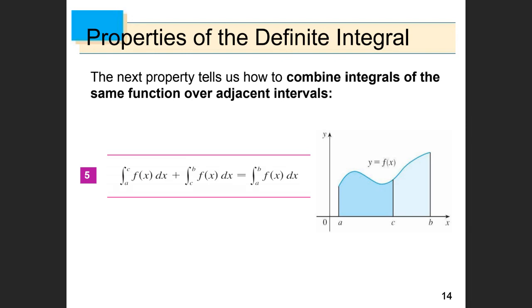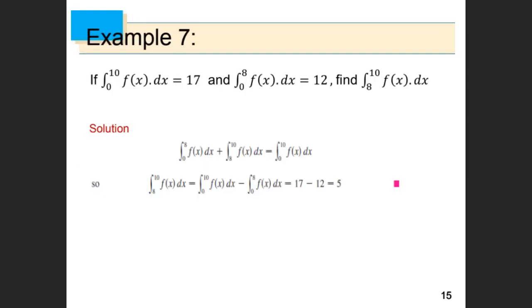Now, very important, the next property tells how to combine integrals of the same function over adjacent intervals. If you try to integrate from a all the way to b, you can write this as the integral from a to c plus the integral from c to b. That is just equivalent to the integral from a all the way to b. So for adjacent intervals, you can see you have AC and CB. You have two intervals that you're looking at there.